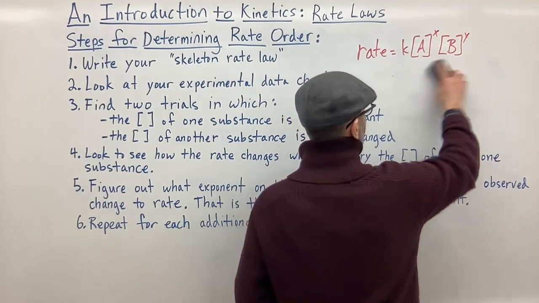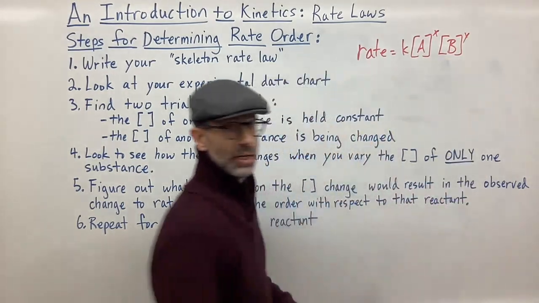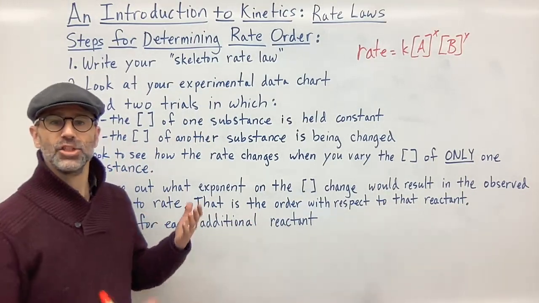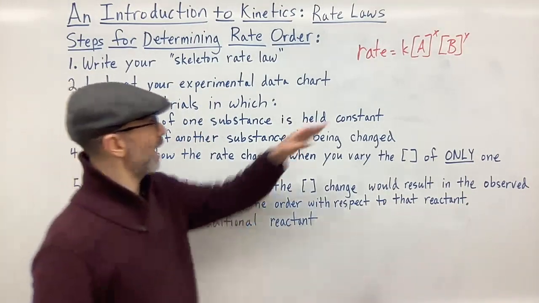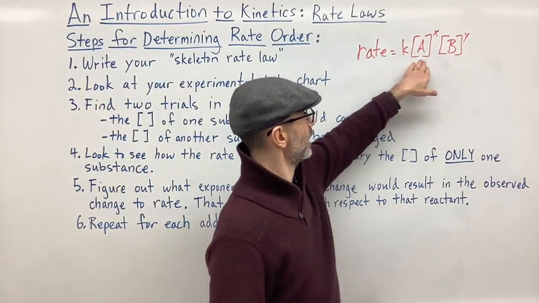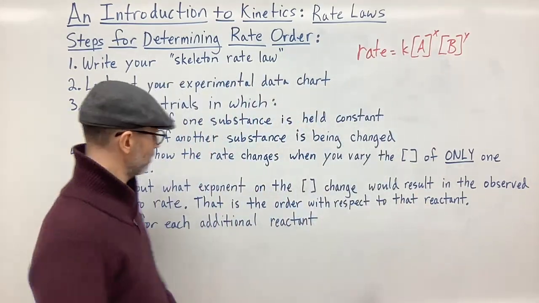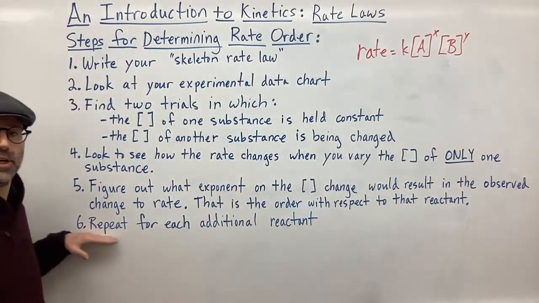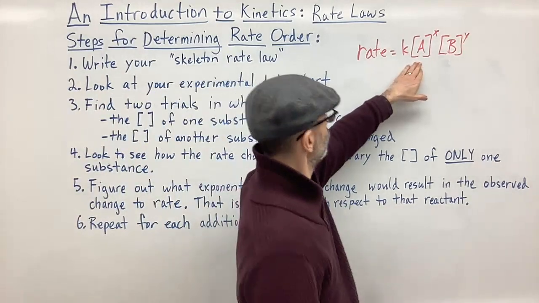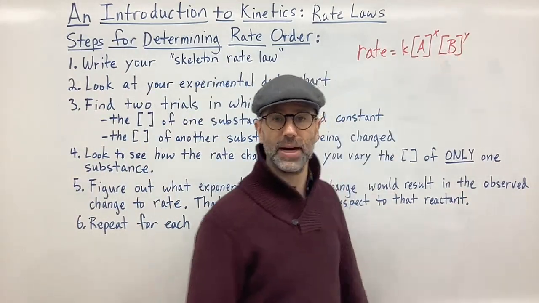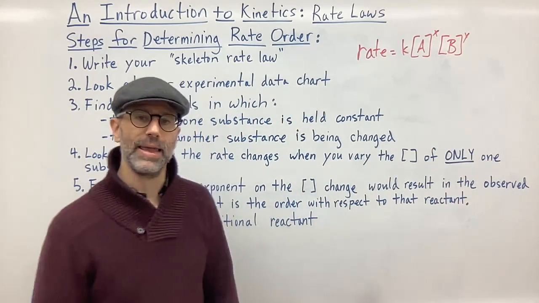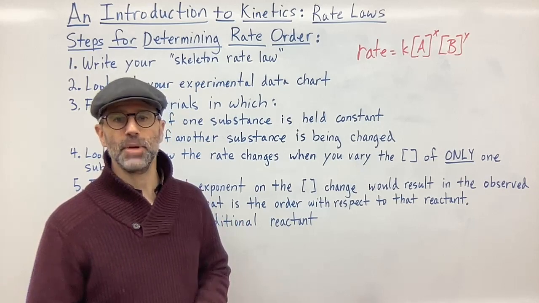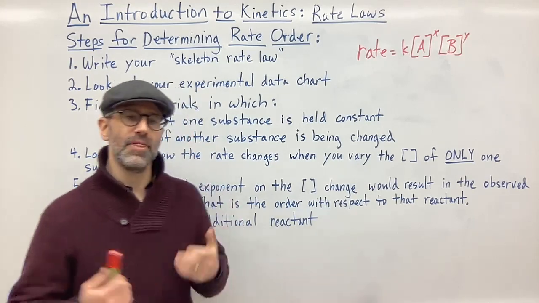So that's precisely what you're trying to do. You're trying to figure out what exponent you would need to get the change in the rate that you observe from whatever change in your reactant you're getting. And once you figure it out for one reactant, you do it for any other reactant in your skeletal rate law. And then you'll see what comes about. So that's pretty much it for the steps. That's it for this video.